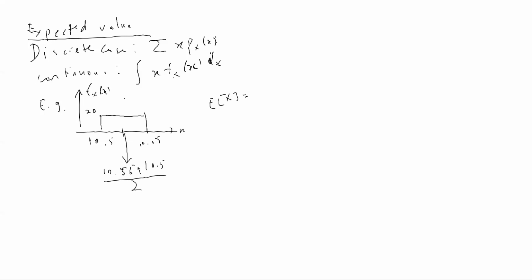The same thing. So what is the answer? 10 point, I think it's 525, is it? So if you can see that it's going to be 10.5 to 10.55, x is 20x, which is 20x squared divided by 2, which is 10x squared only, from 10.5 to 10.55, which is actually equal to 10 times 10.55 squared minus 10.5 squared.